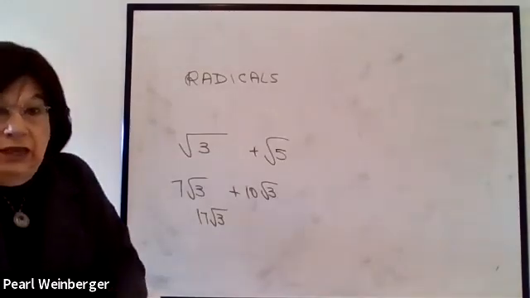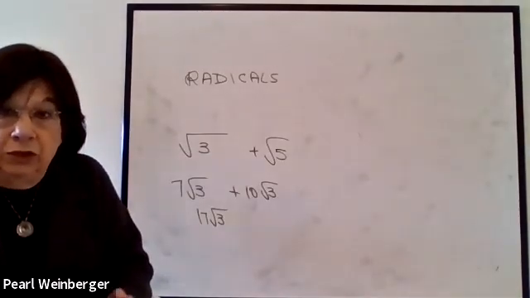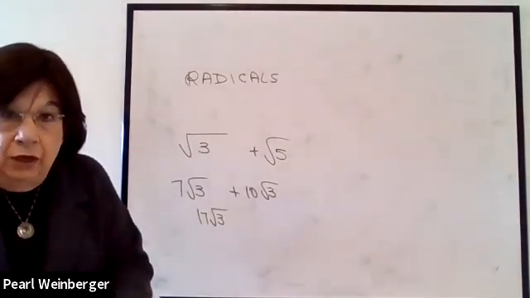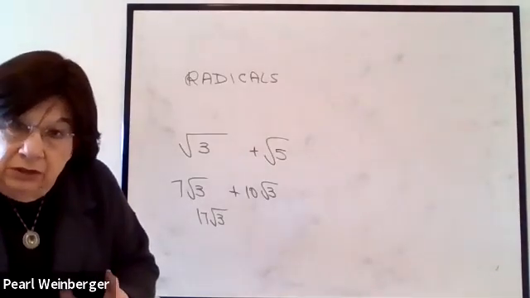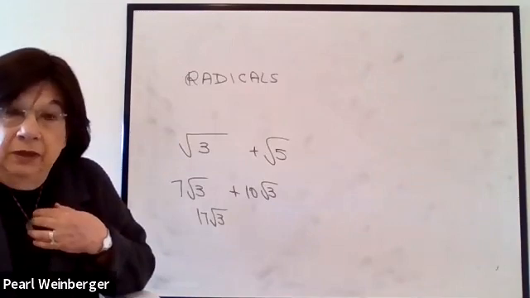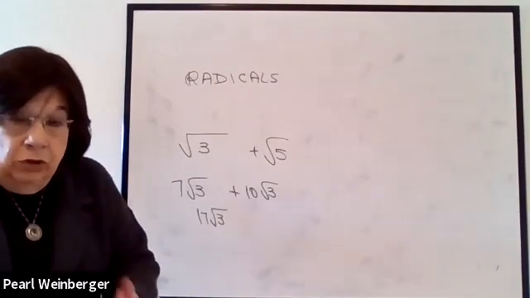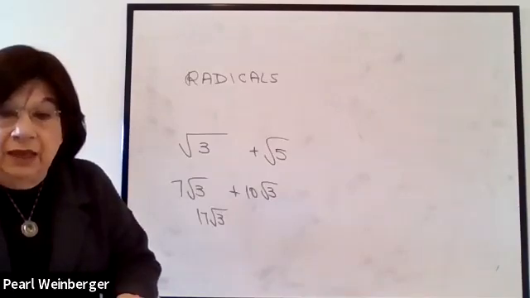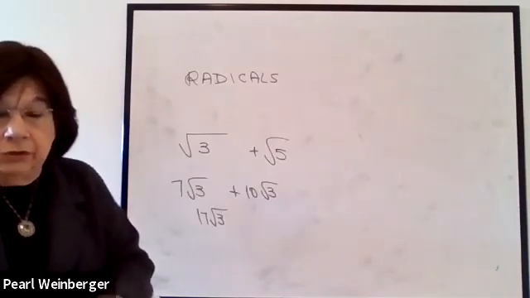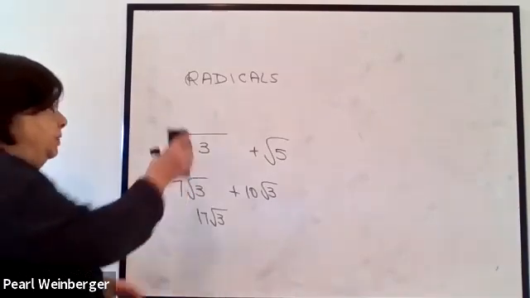So in order to add or subtract radicals, we can only do it if we have like radicals. And that's why it's so important to know how to simplify radicals, because sometimes the radicals don't look like they're alike, but after you simplify them, they actually are like radicals. Let's take an example like this.